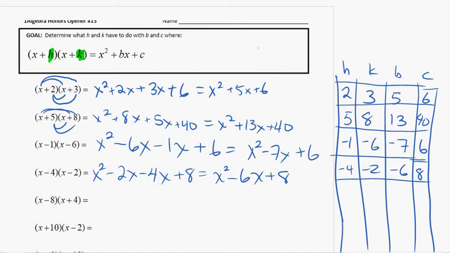See what you can see between. How do 2 and 3 have to do with 5? And what does it have to do with 6? And then if you see something, are those the same across the board? What do 5 and 8 have to do with 13? And what does it have to do with 40? Does the pattern continue?